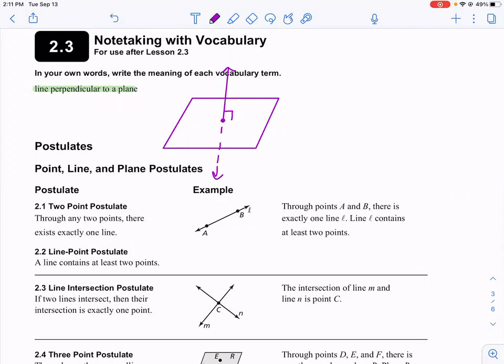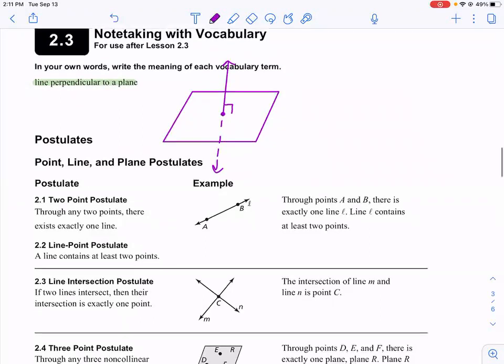So since I made the box, you know that this line is perpendicular to the plane. And what if there's no box? Then we can't assume that. So it'd be no conclusion. But we also can't assume that. So if it's not there, then it's not a right angle. Okay.